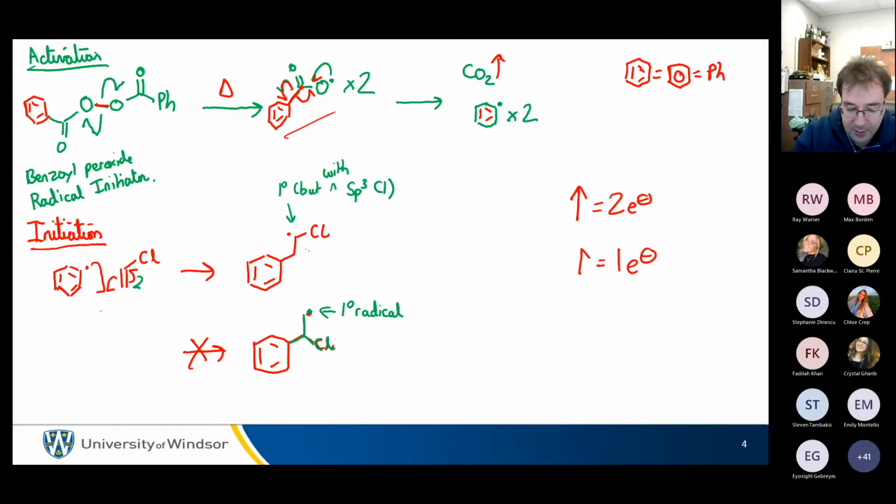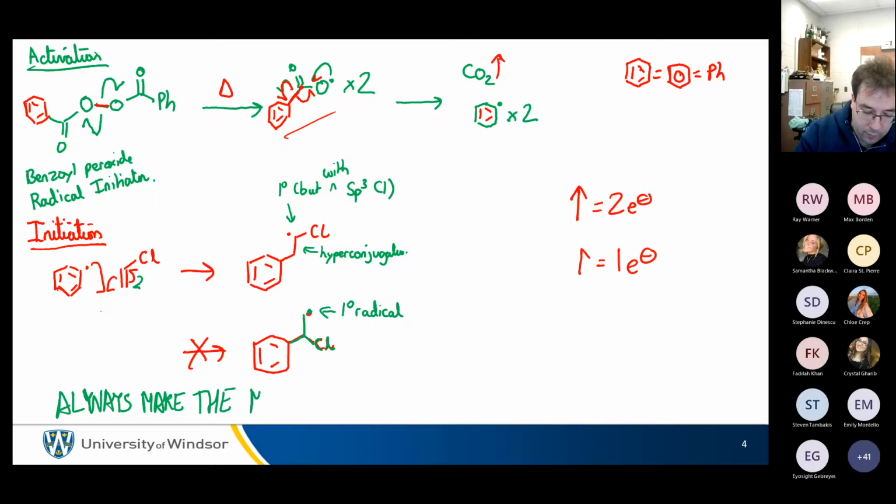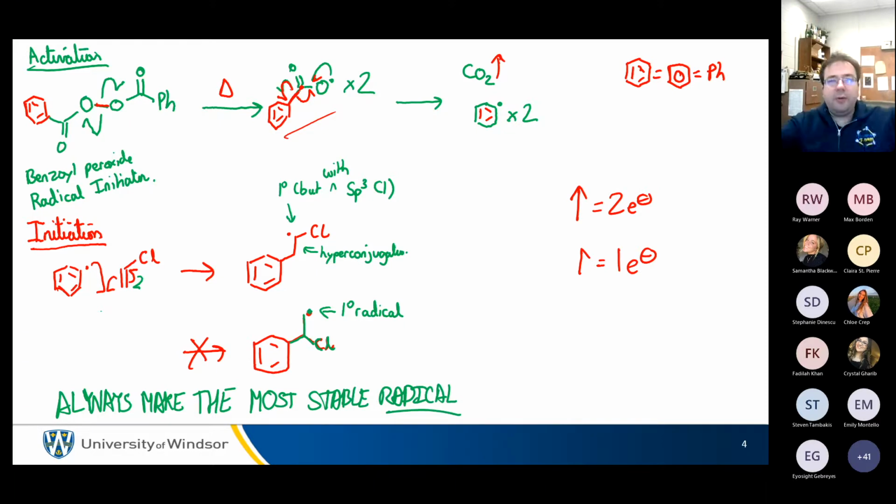Okay, so we make this one because it's more stable. Hyperconjugation. Always. So this is a really important rule because it's always true. That's so different from the rules we had with carbocations, actually, to be honest. Everything's always trying to make the most stable thing you can. So we make the most stable one, so we make this one.